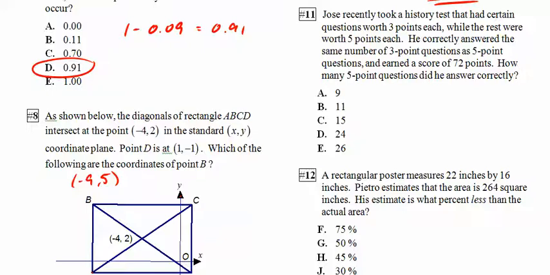Correctly answered the same number of 3-point questions as 5-point questions and earned a score of 72 points. So 3x plus 5x, because that's how many correct ones he answered, equals 72. So 8x equals 72. He answered 9 questions right worth 3, and 9 questions right worth 5. How many 5-point questions did he answer? 9.